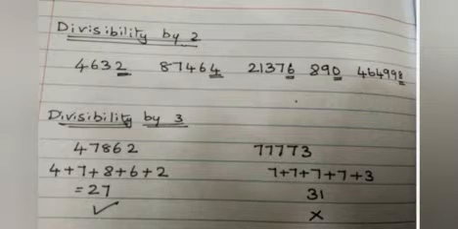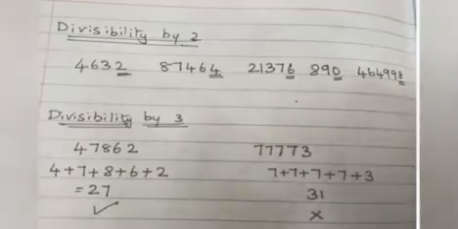The second example 77773, when you're adding all the digits, you will get 31. Since 31 is not divisible by 3, this number is not divisible by 3.